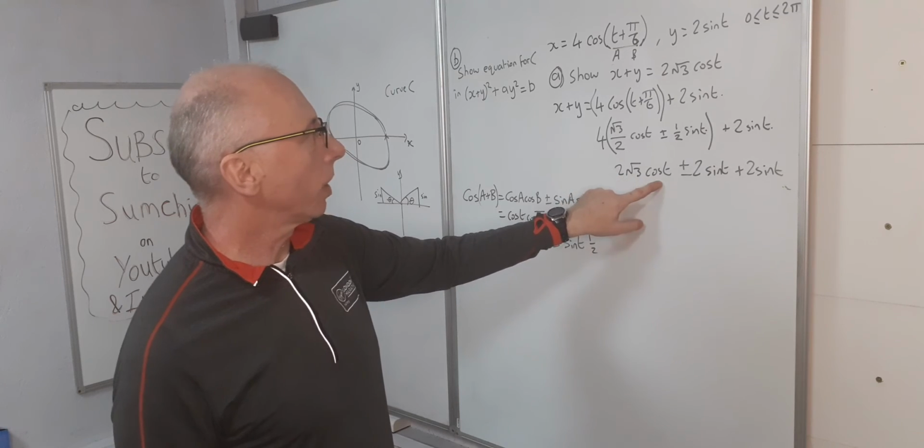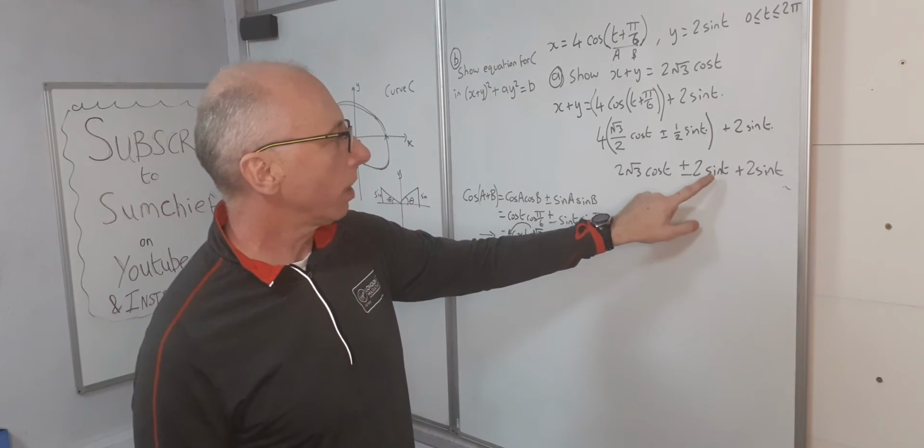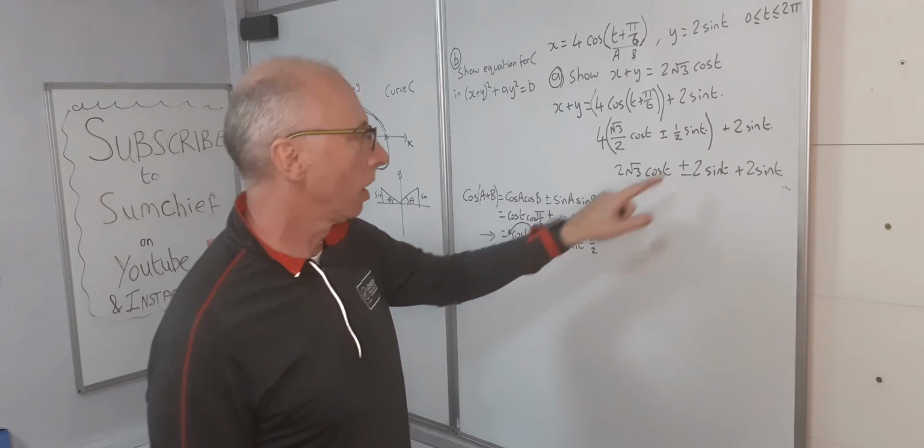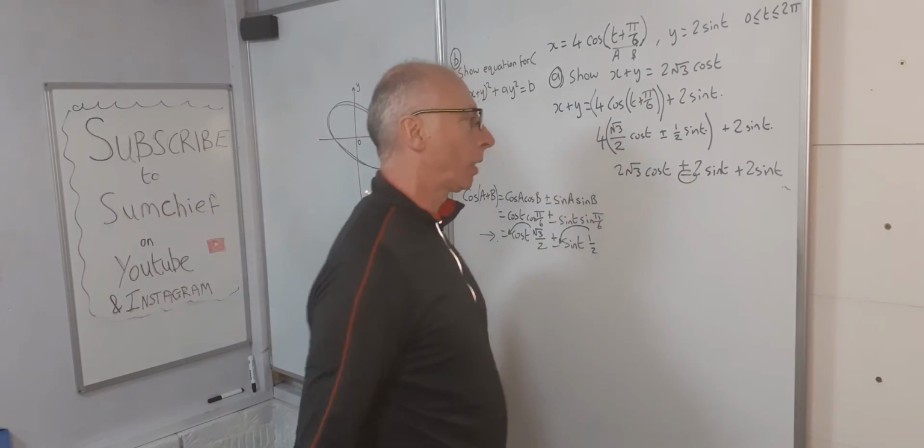Okay, so we need to show that x plus y equals 2 root 3 cosine t. So we've got 2 root 3 cosine t, nothing after it. So we need to pick one of these signs to make this disappear. So obviously the minus sign is what we need.